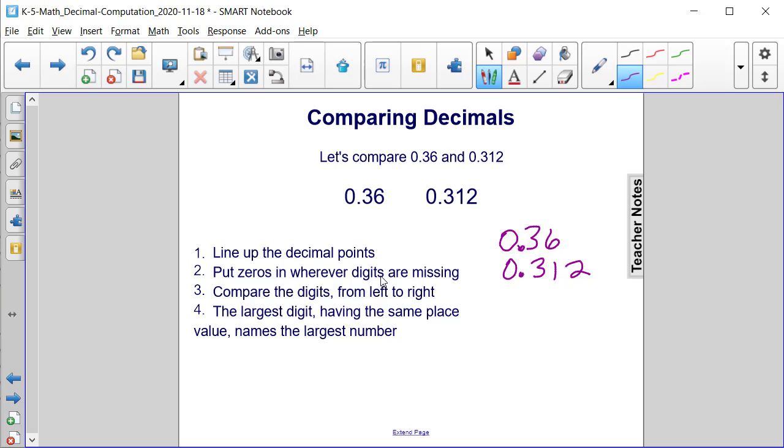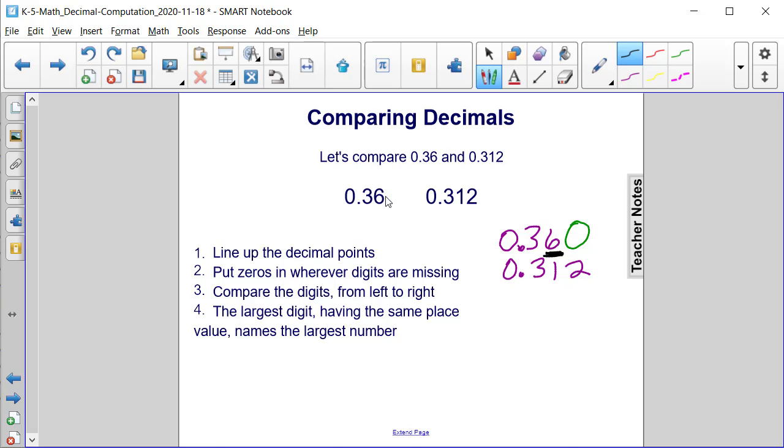Next, put zeros wherever digits are missing. Well, in this top number, we only have 2 digits, whereas the bottom we have 3. So we're going to put a 0 in the thousandths place. Now let's compare the digits from left to right. Zeros are the same, decimal points are the same, 3s are the same, but wait, I have 6 and 1 in the hundredths column, and 6 is the bigger number.